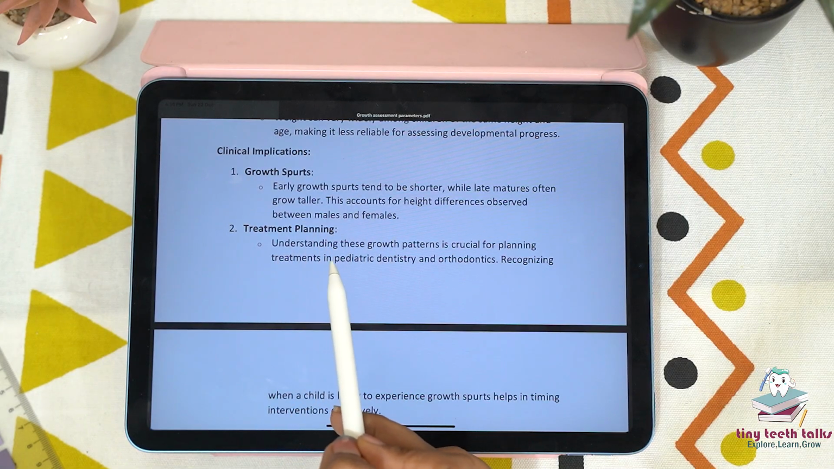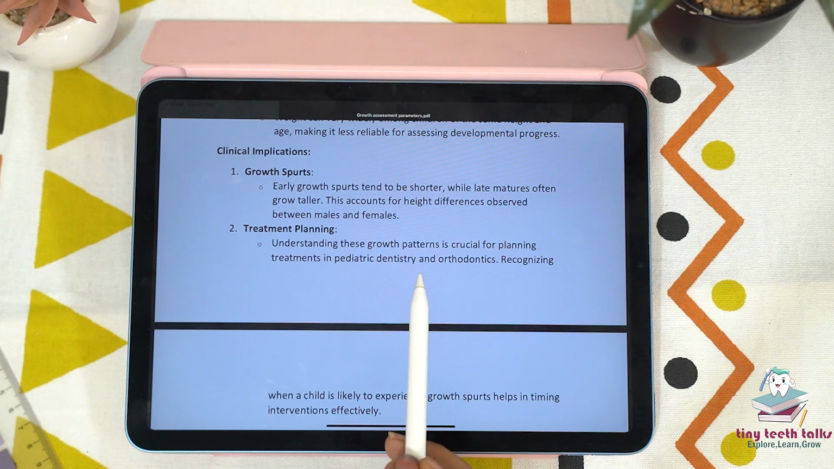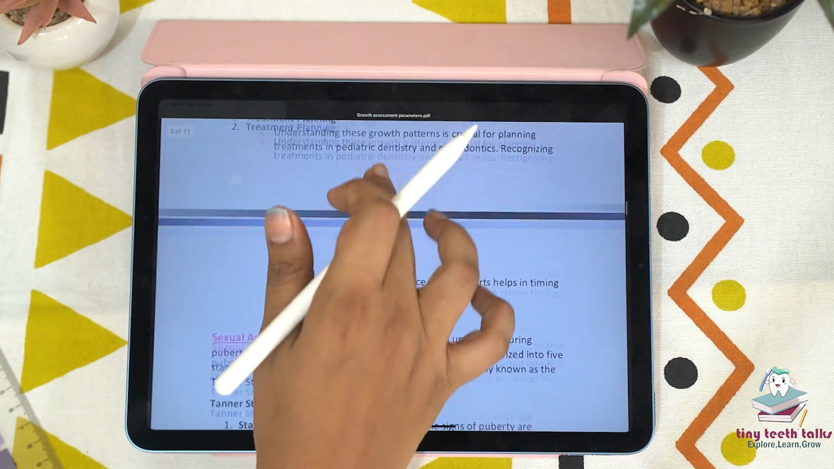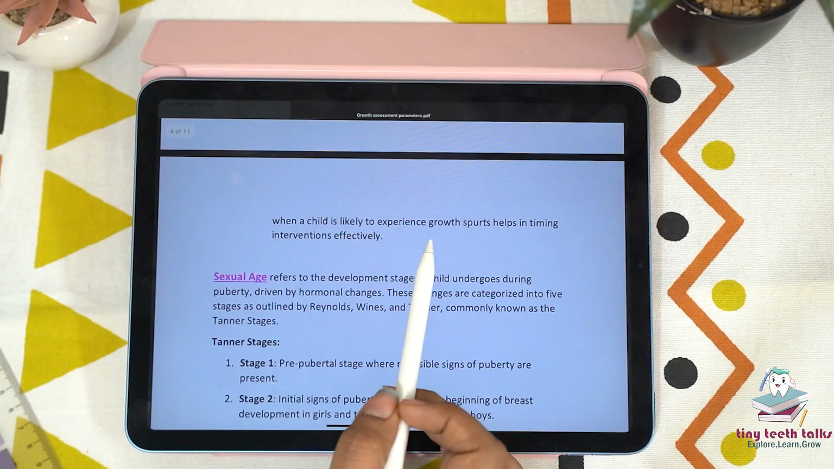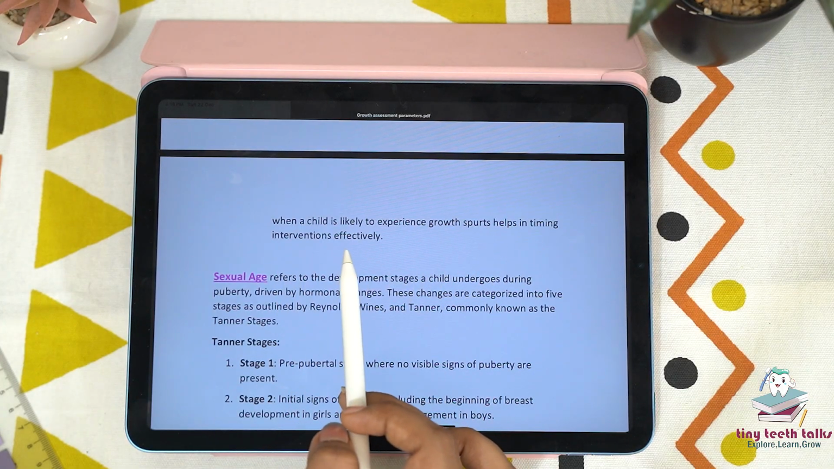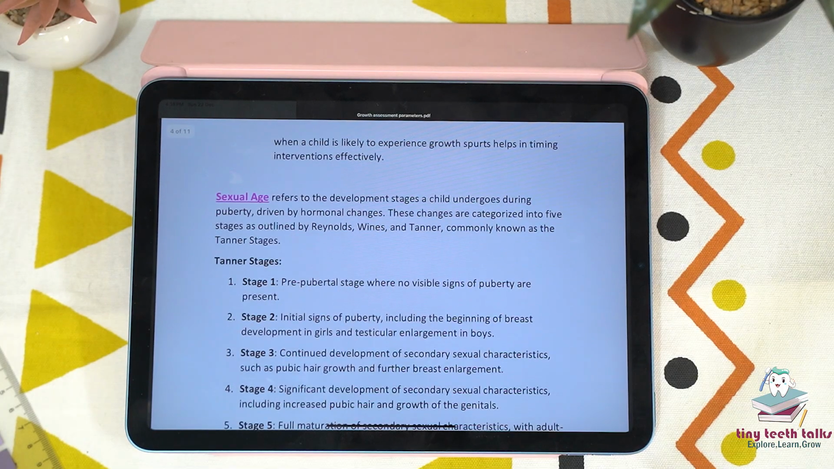And treatment planning: understanding these growth patterns is crucial for planning treatments in pediatric dentistry and orthodontics. Recognizing when a child is likely to experience growth spurts helps in timing interventions effectively. So height and weight age are valuable tools for assessing growth but must be considered alongside other factors for accurate developmental evaluation. Longitudinal tracking of the growth patterns provides the most useful information for treatment planning and monitoring progress.